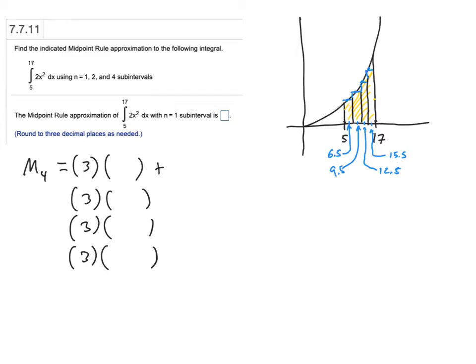So the height of the first rectangle is f of 6.5. The height of the second one is f of 9.5.